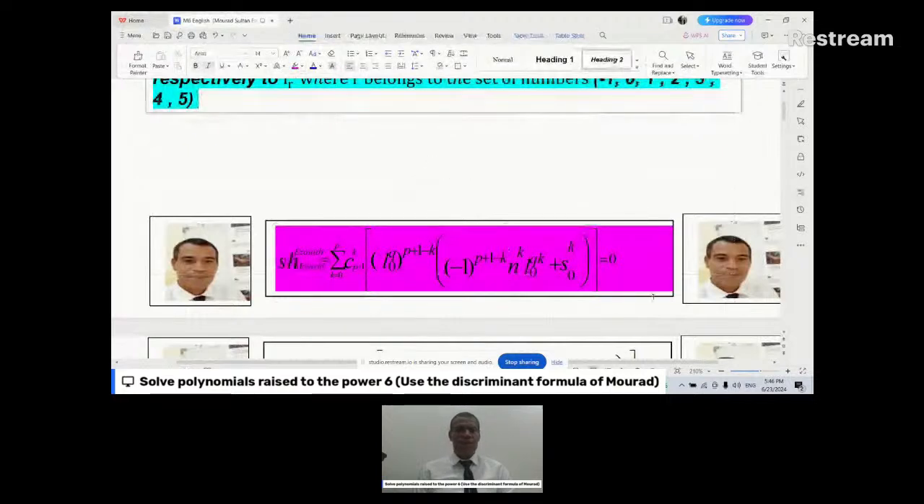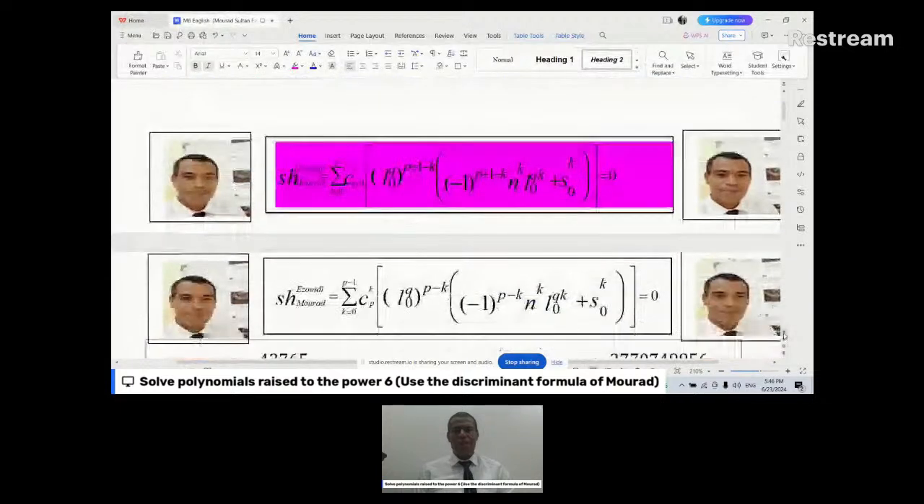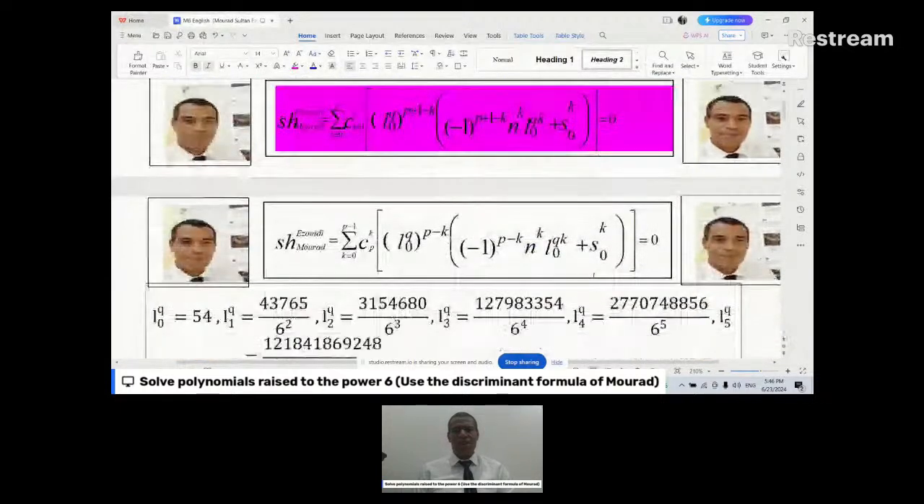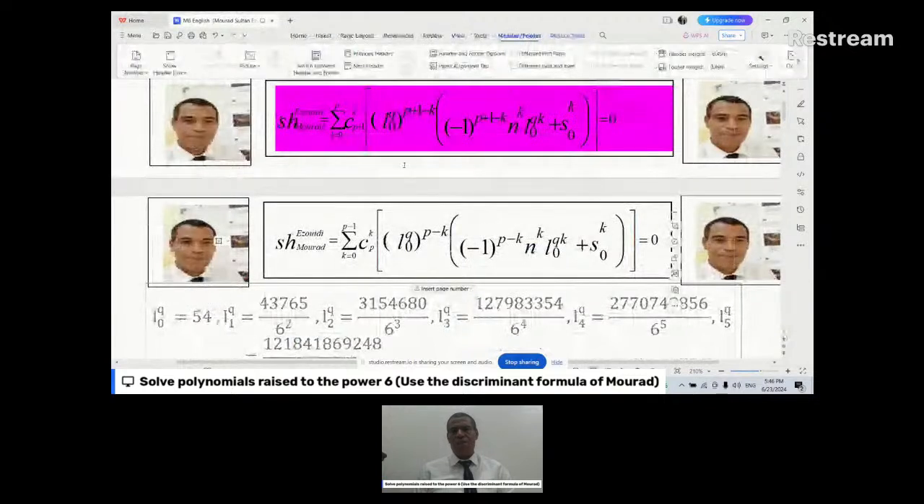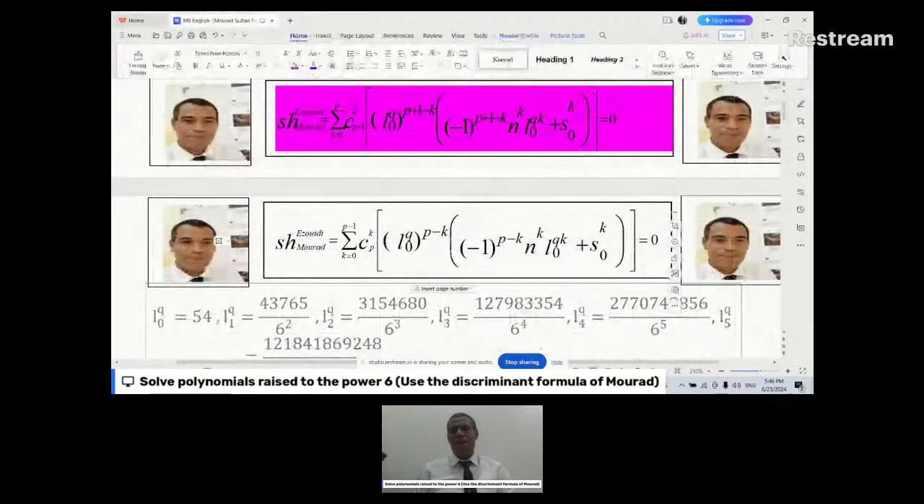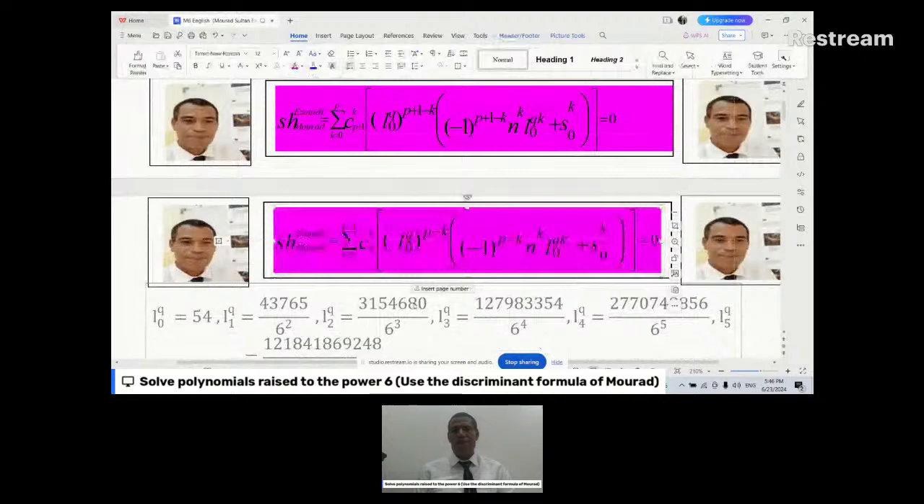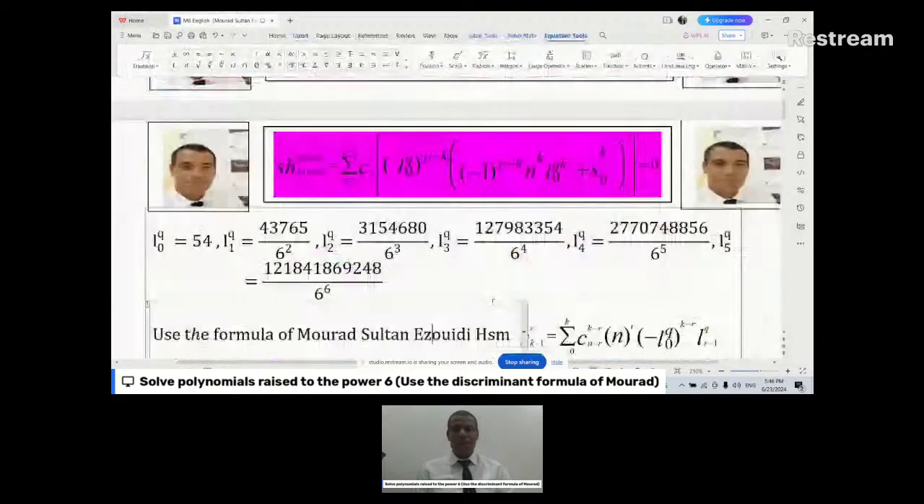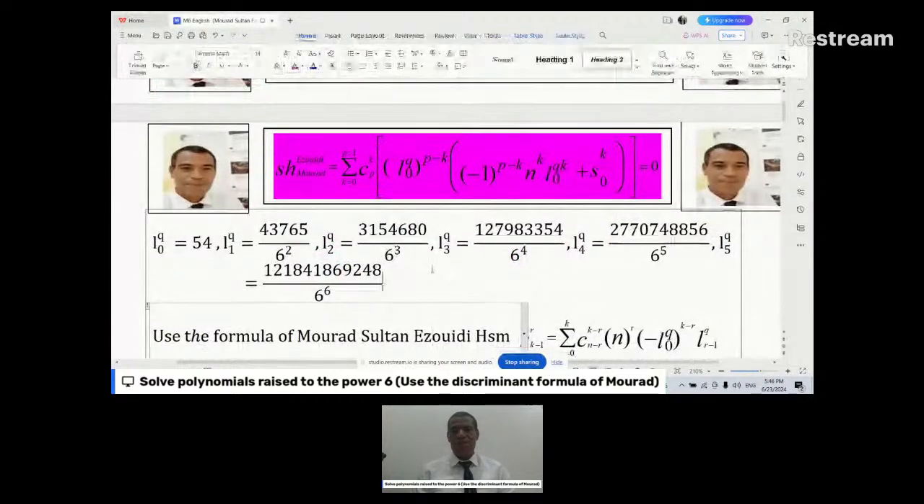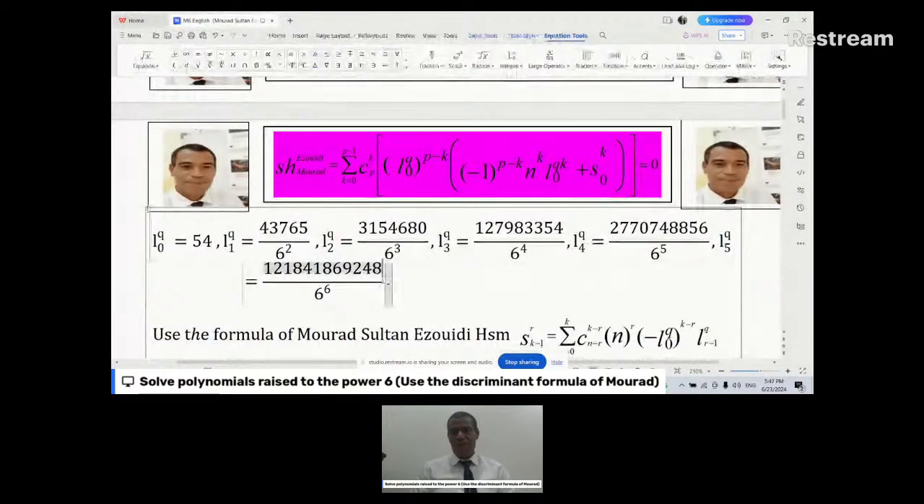Therefore, learners, I will proceed to continue calculating the value of S_r of D_Q. Now we continue. I will start using the formula of Mourad Sultan Ezouidi. This formula is familiar to you, because we practiced this before, and now we'll practice it with the polynomial to the power 6.